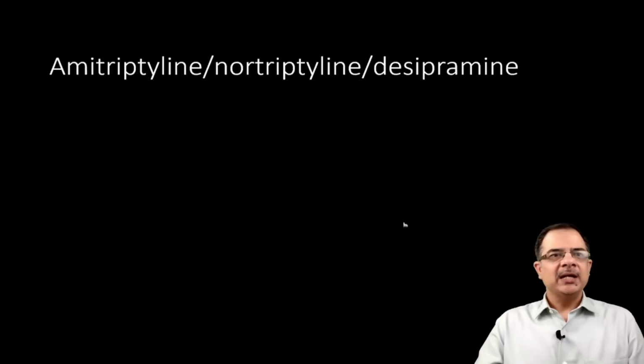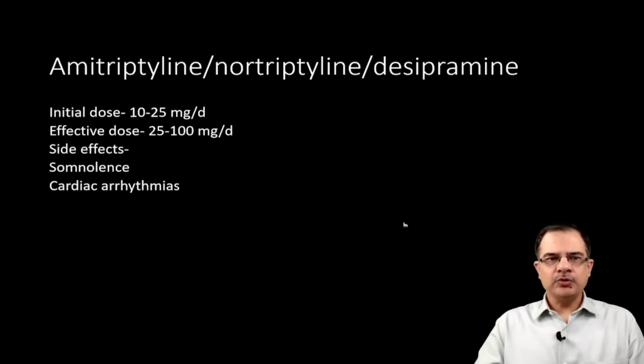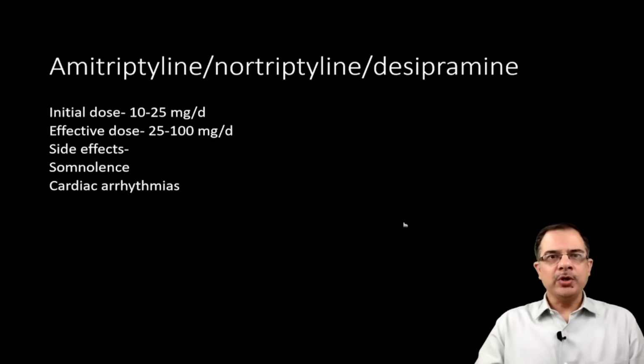Tricyclic antidepressants like amitriptyline, nortriptyline, these are given in a dose of 10 to 25. So all these medications have a similar dose profile, and this is given at bedtime. Effective dose is 25 to 100 milligrams per day. Again, it has to be up titrated. Side effects include drowsiness, cardiac arrhythmia. This is one of the important concerns. It can lead to prolongation of QT interval, cardiac arrhythmias can occur, conduction disturbances can occur. So if a patient already has a tendency for long QT, avoid giving these drugs.